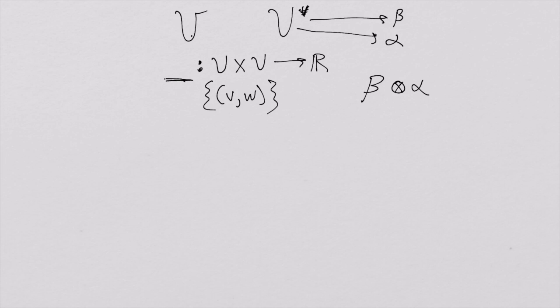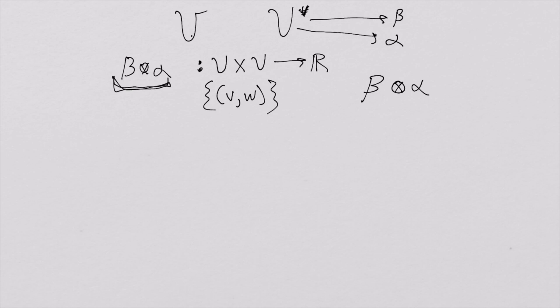First of all, I'm going to put that map right here. Since it is a map, I'm going to write beta tensor product alpha. And notice this thing stays as a unit. Beta tensor product alpha is the symbol for the tensor that we're dealing with. This tensor is going to make this mapping happen.